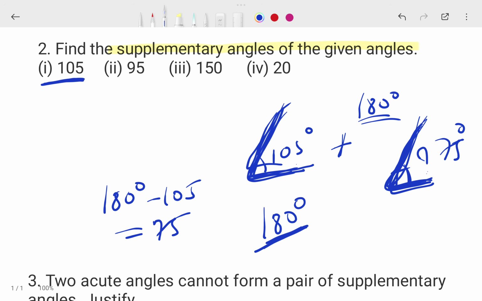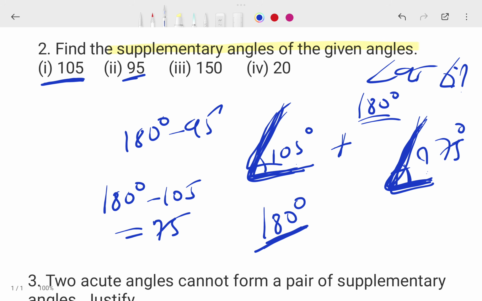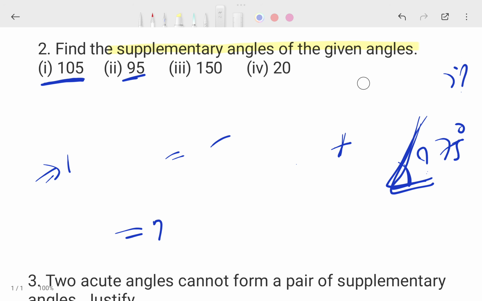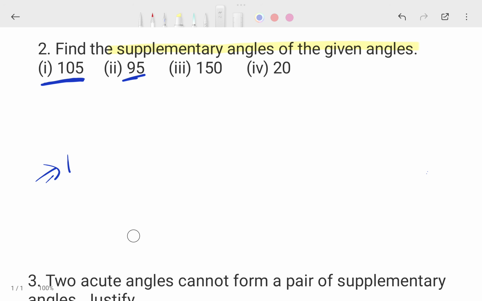Simple. Okay, now like that, if you want to find it for 95, the supplementary angle is 180 degrees and one angle is 95. What should the other be? We don't know. If we subtract, we will understand the next one would be 85. The first angle 95 plus 85, if you add, is going to be 180. Okay, if you are not understanding, you will understand. I will explain to you.